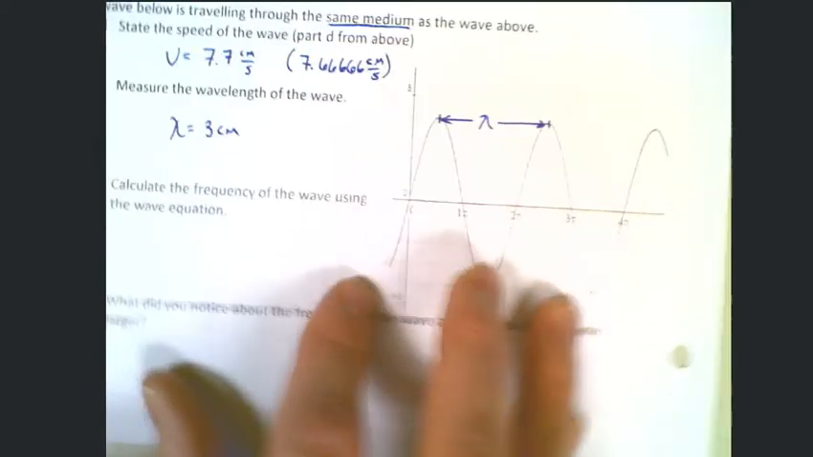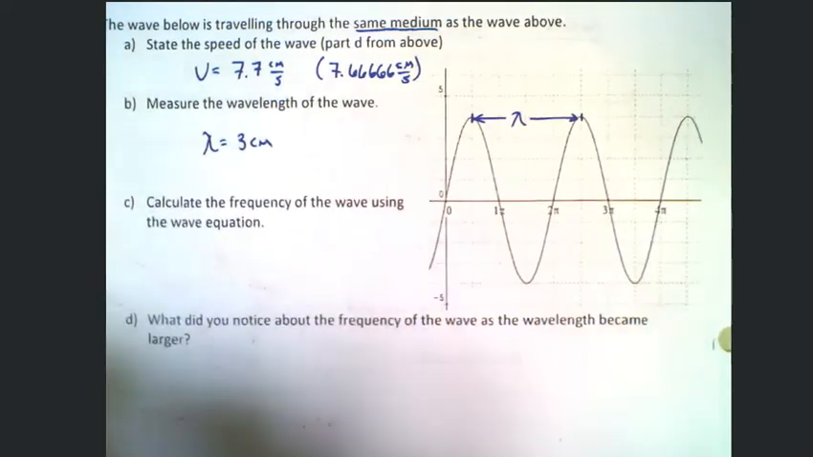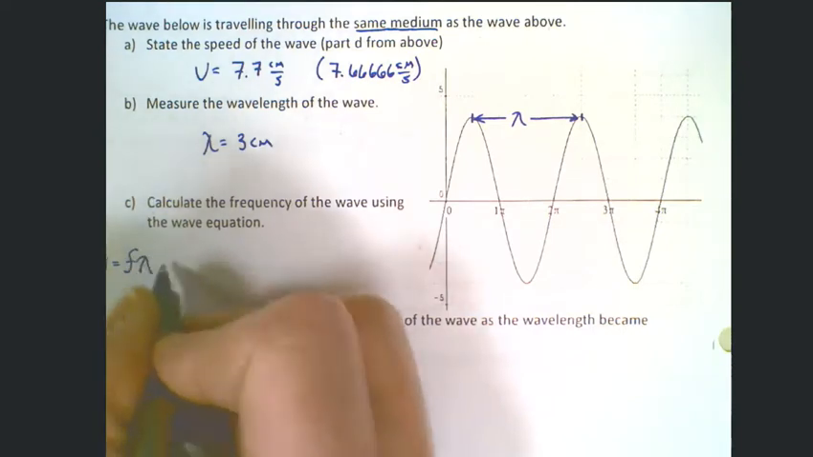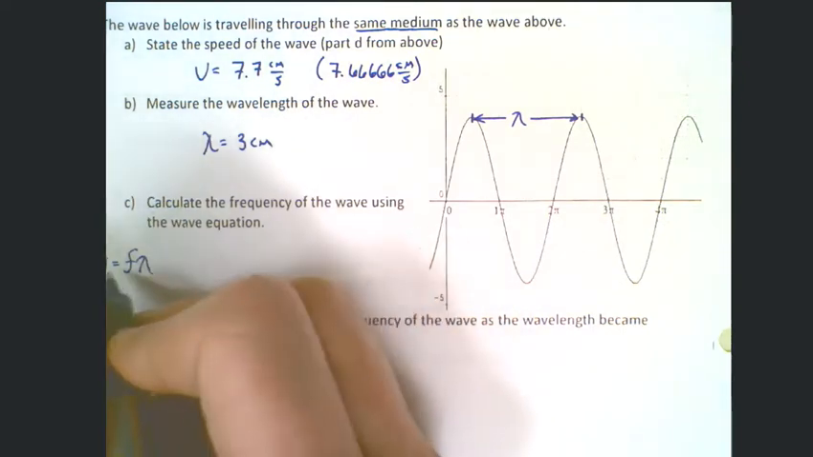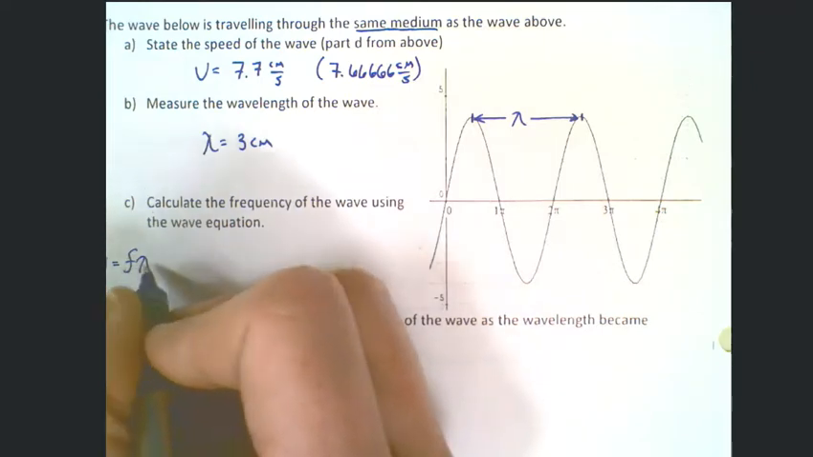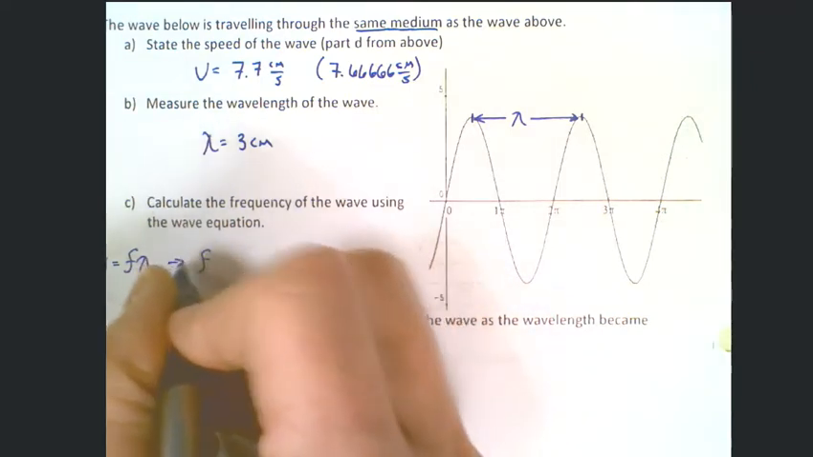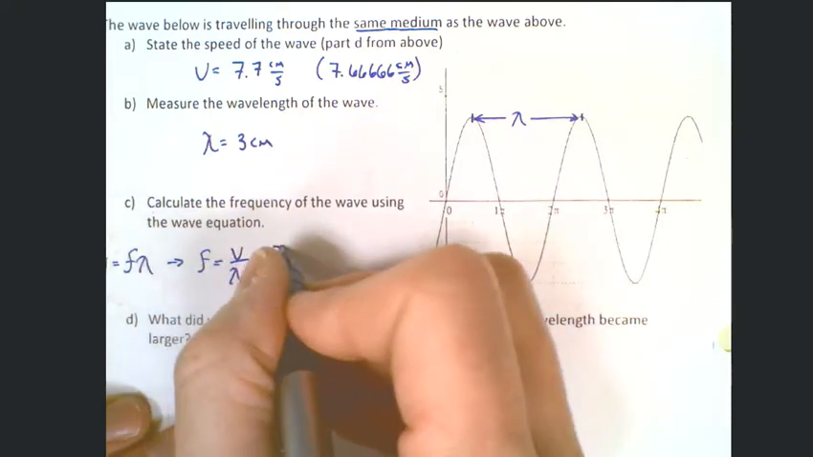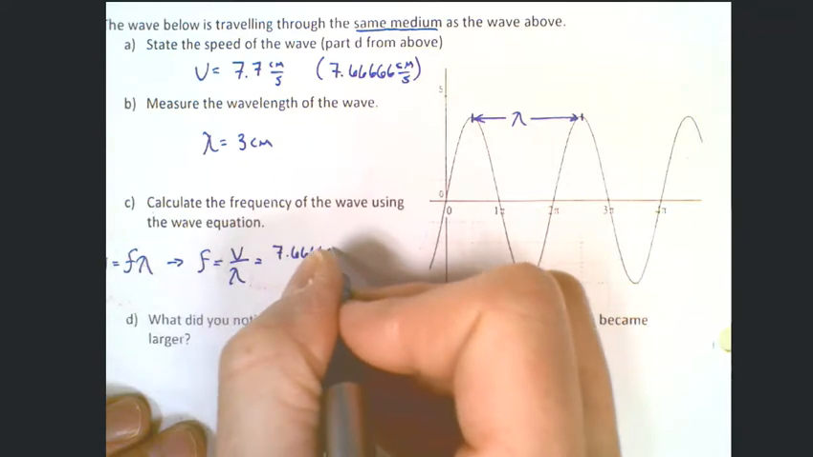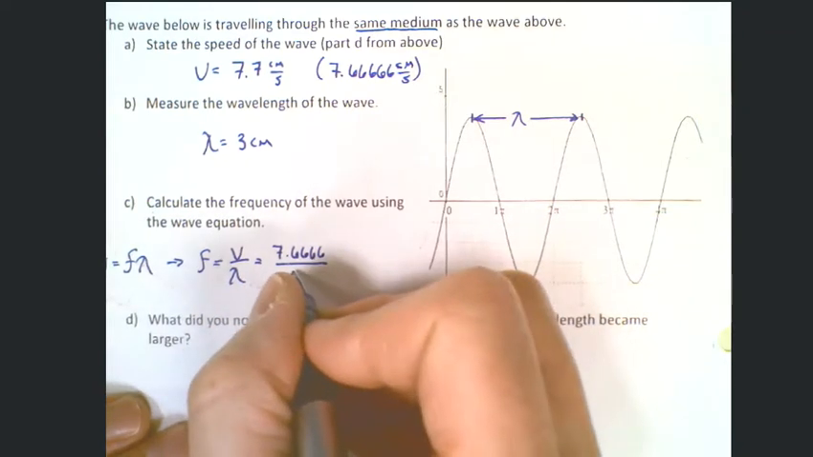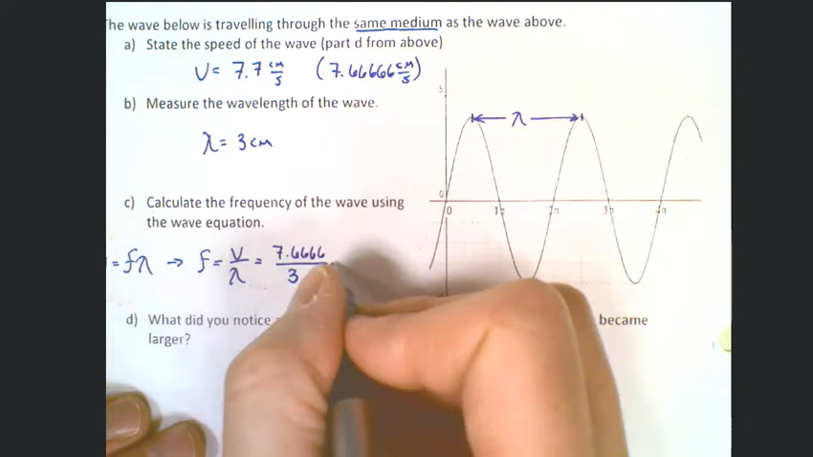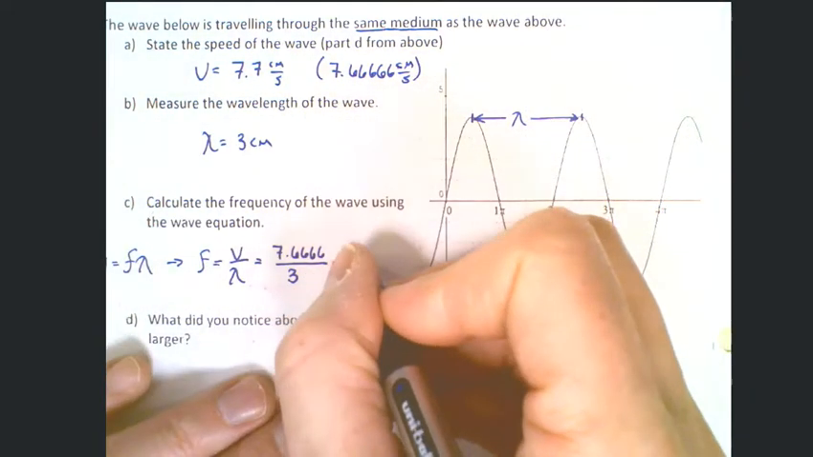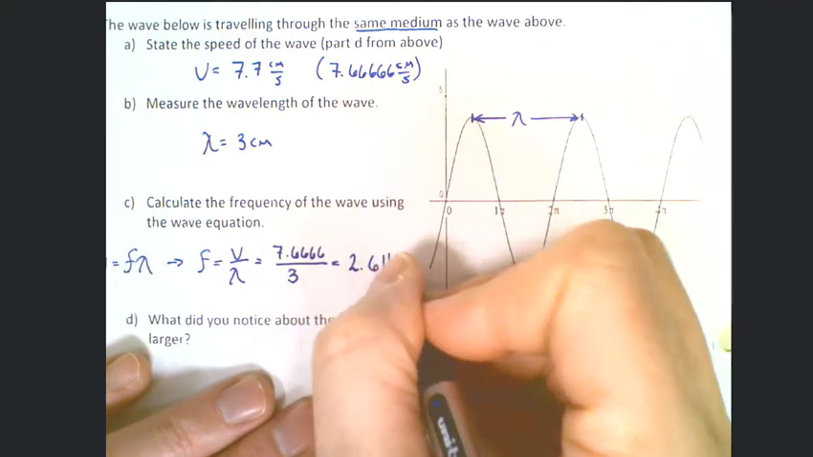Calculate the frequency. All right. Well, in this case, V equals frequency times the wavelength. Now if we rearrange for the frequency, it becomes frequency equals V over lambda, 7.666 divided by 3 equals 2.6 hertz approximately.